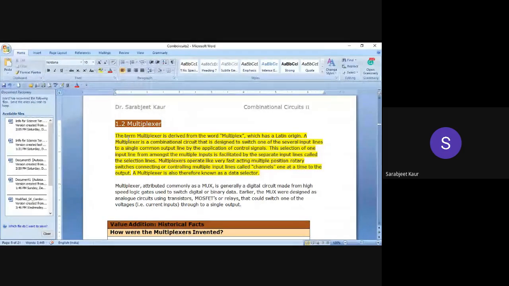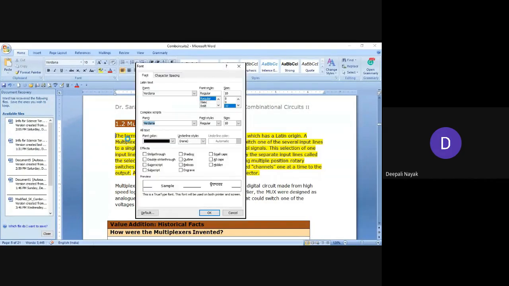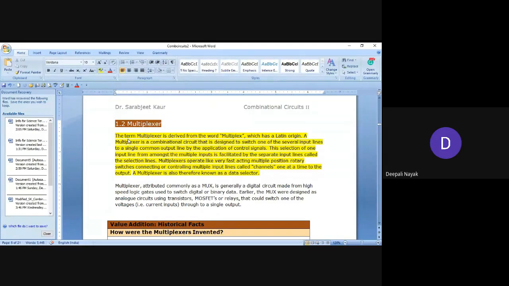The term multiplexer is derived from the word multiplex, which has a Latin origin. A multiplexer is a combinational circuit that is designed to switch one of the several input lines to a single common output line by the application of control signals. The selection of one input line from amongst the multiple inputs is facilitated by the separate input lines called the selection lines.